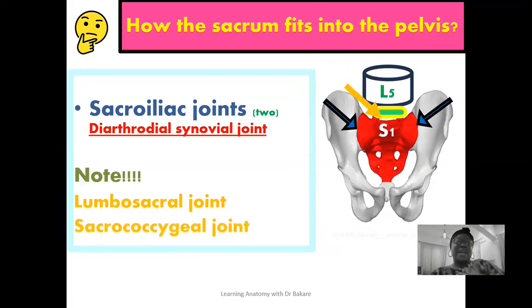We also have the sacrum forming a connection with the coccyx. And at this point, arrowed here in green, is what is referred to as the sacrococcygeal joint. This sacrococcygeal joint can also be classified as a cartilaginous type of joint, and it is specifically a secondary cartilaginous joint.